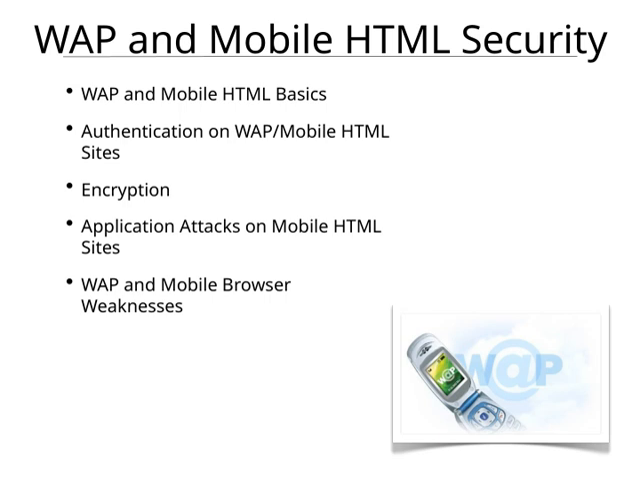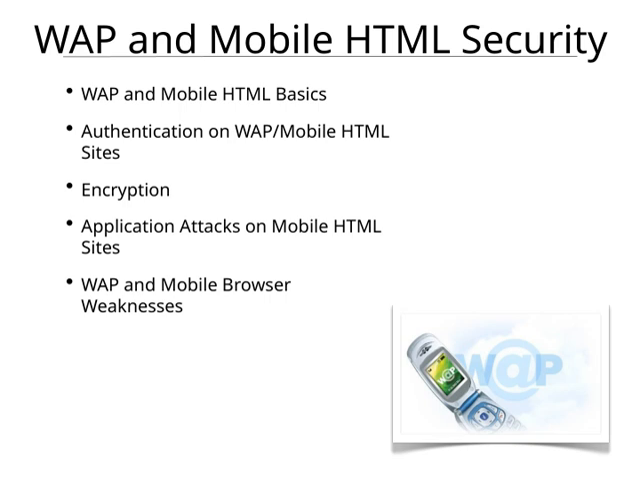Then we have encryption. This is about protecting the data transmitted between the device and the server. Encryption helps ensure that sensitive information like passwords or personal data isn't intercepted and read by malicious actors. Moving on to application attacks on mobile HTML sites. Just like with traditional websites, mobile sites can be targeted by various attack types, including injection attacks, session hijacking, or malware. Recognizing these threats is essential for implementing effective defenses.